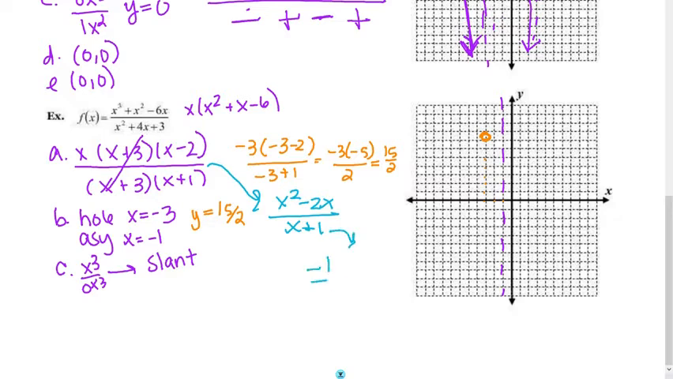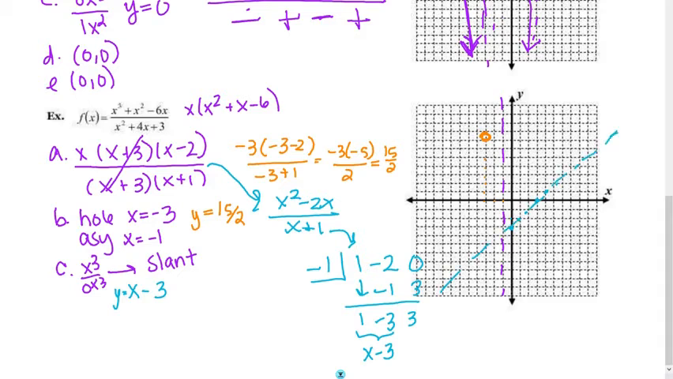So I'm going to put negative 1 in the corner, and then my coefficients are 1, negative 2, and 0, because I have like plus 0x minus 3. And remember, we don't care what the remainder is. I care about this. So x minus 3 is my slant asymptote. So at negative 3, I'm going to plot a point and then up 1 over 1. Okay, so this is my slant asymptote here, kind of in light blue.